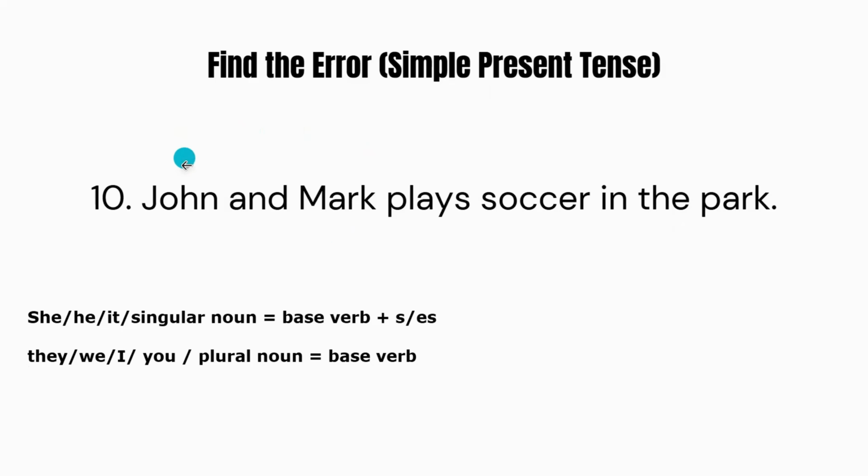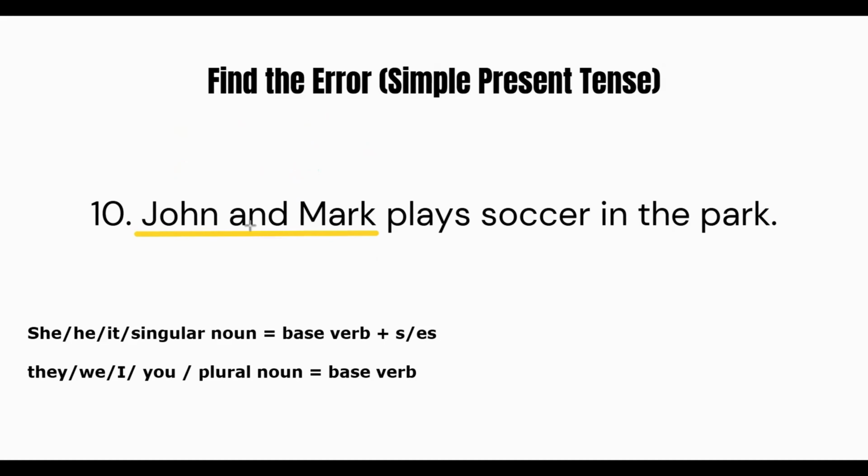Number 10, John and Mark plays soccer in the park. So John and Mark, this would be plural. It's two different people. So we don't have to add s to the end of our verb. So we would say John and Mark play soccer in the park.